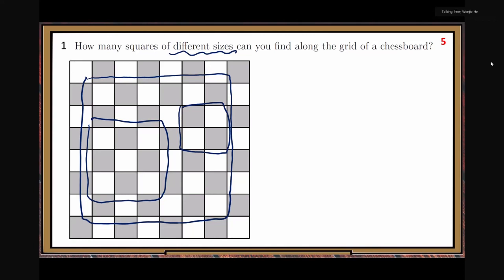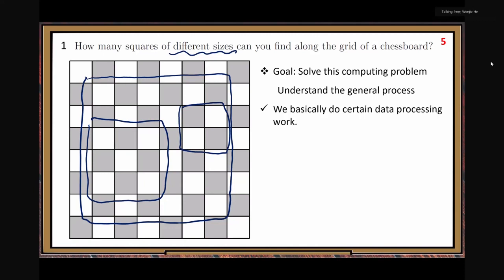First, for a computing problem, basically what we are doing is data processing. All right? So what we are doing actually is the data processing. Okay? So here, I want to ask you, because when we do the data processing, first we need to know what is our data, right? What is the data here? What kind of data we need to do processing? So can you tell me what's the data?